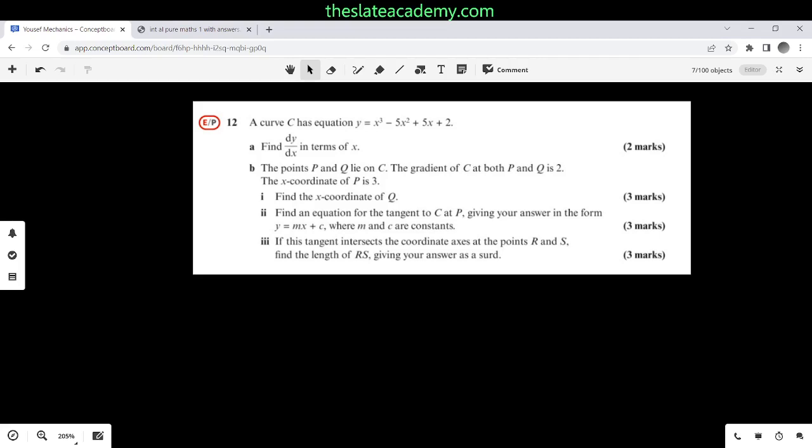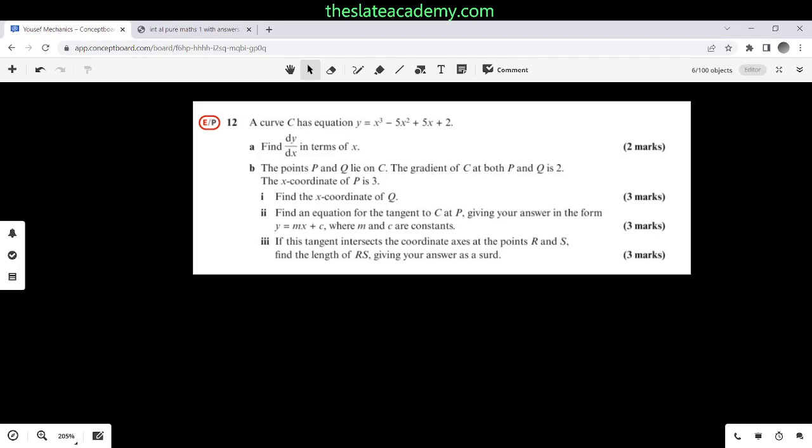Answer for part A is 3x squared minus 10x plus 5 plus 0. No, dy by dx is equal to 3x squared minus 10x plus 5. Alright, part B. The points P and Q lie on C. The gradient at points P and Q is 2. The x coordinate of P is 3. So we know that dy over dx is equal to 2.